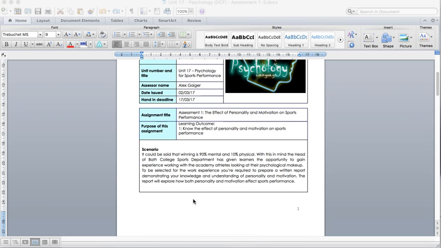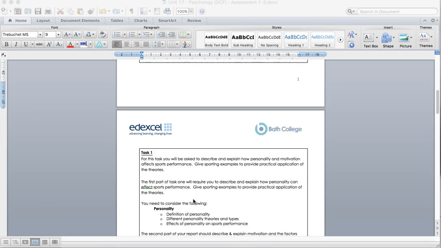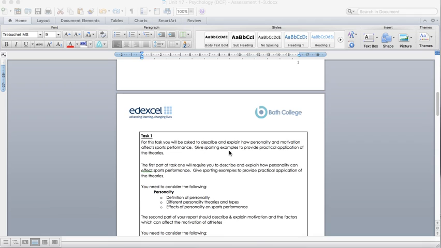Okay, so this is for psychology assignment 1. If we go into the task, the first task will ask you to describe and explain personality and motivation and give examples to provide practical application to the theories. So the first part is personality, and it asks you to define personality.